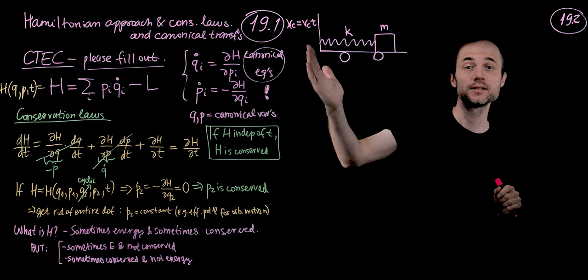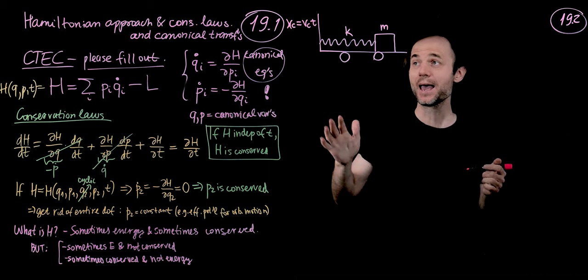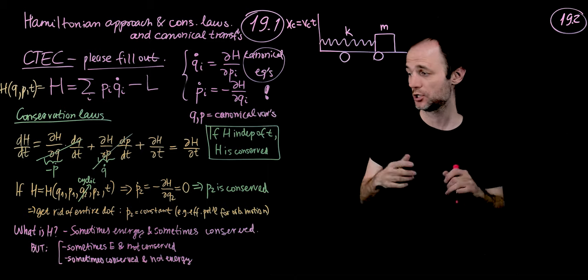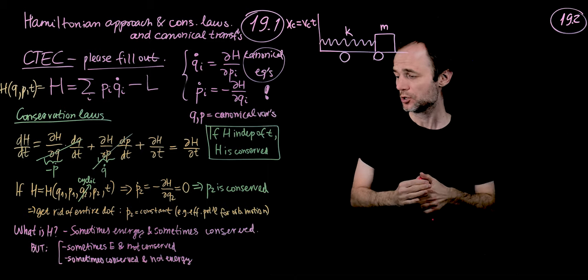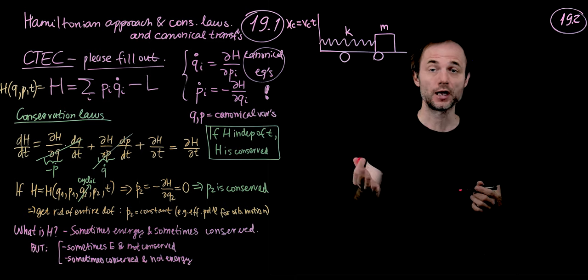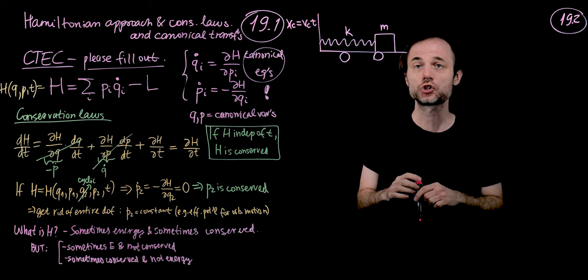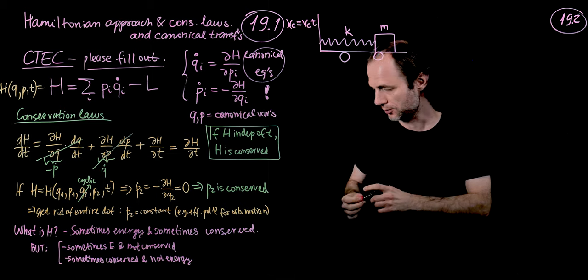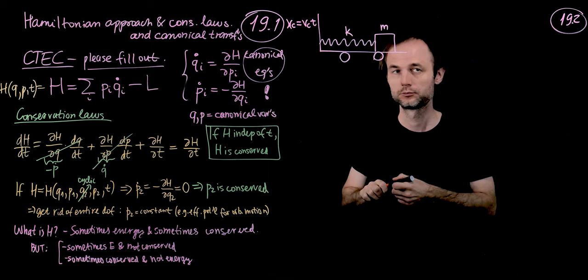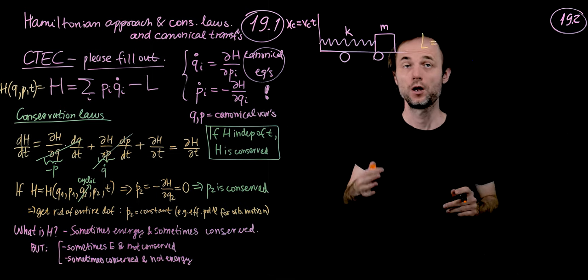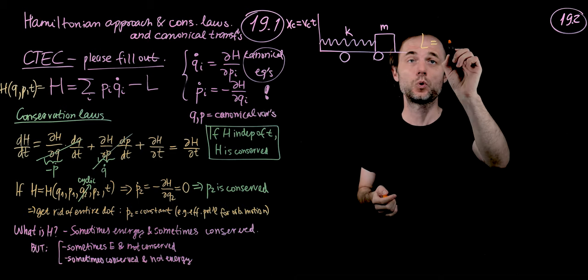And this cart is moving at the speed Vc, which is a constant. So how are we going to try and figure out what are the conserved quantities here? Well, first of all, let's try and write down what the Lagrangian is. Well, the Lagrangian can be written out quite easily.